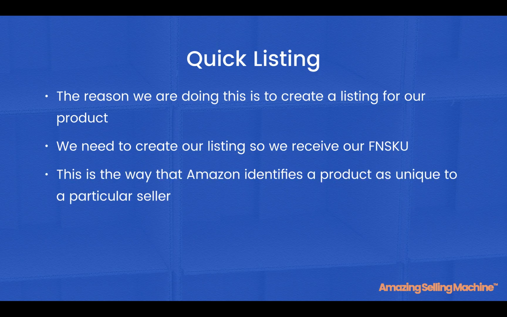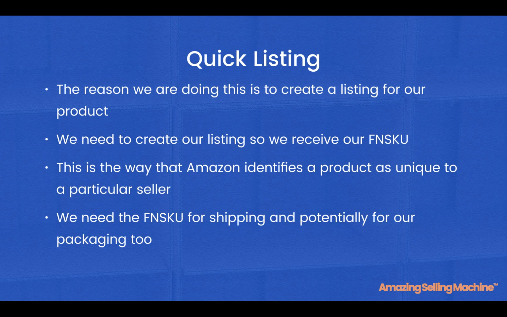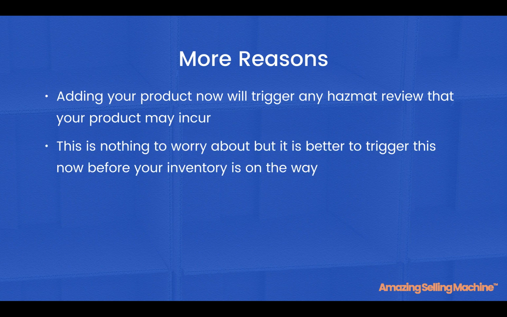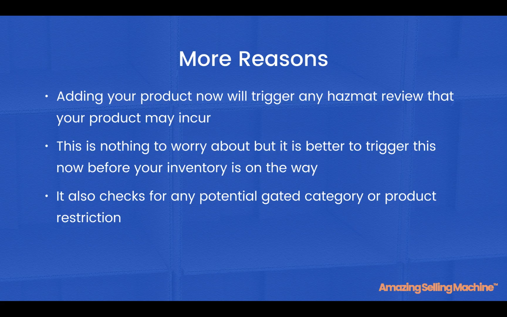This is the way that Amazon identifies a product as unique to a particular seller. And we need the FNSKU for shipping and potentially for our packaging too. Now there are more reasons. Adding your product now will trigger any hazmat review that your product may incur. Now this is nothing to worry about, but it is better to trigger this now before your inventory is on the way. It also checks for any potential gated category or product restriction.